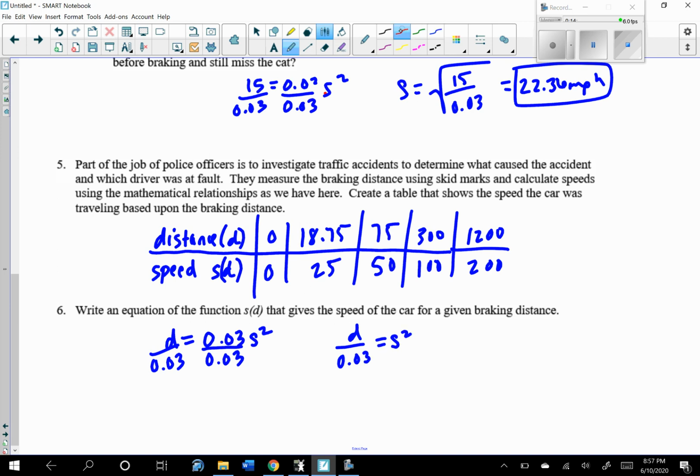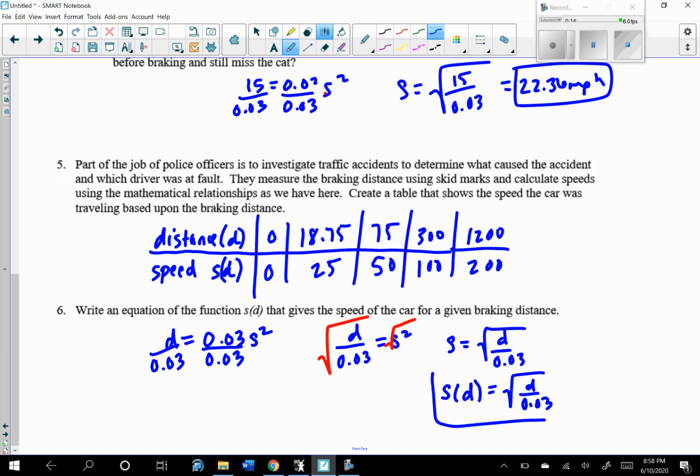How do we get rid of that squared? We take the square root of both sides, and of course, remember, we usually do plus or minus, but since we're talking about distances and speeds, we don't use a plus or minus. And so in this case, we get s is equal to the square root of d divided by 0.03. And if we use our notation, that means this is just s of d equals the square root of d divided by 0.03. And so that would be the equation we were using.